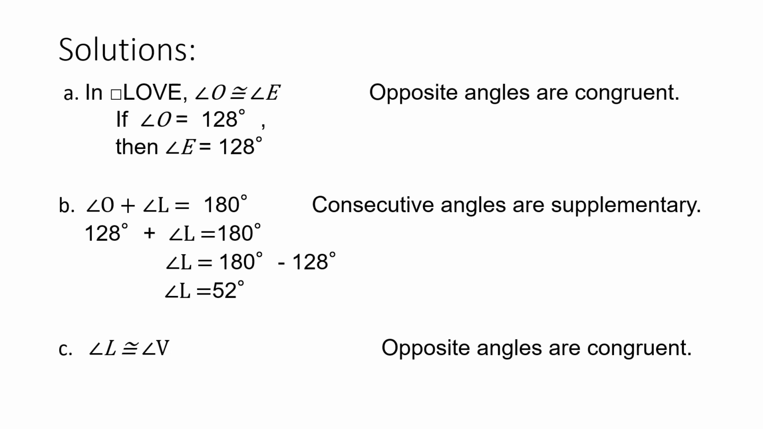Letter C. Angle L is congruent to angle B. Angle L and angle B are opposite angles. Opposite angles are congruent. If angle L is equal to 52 degrees, then the measure of angle B is also 52 degrees.